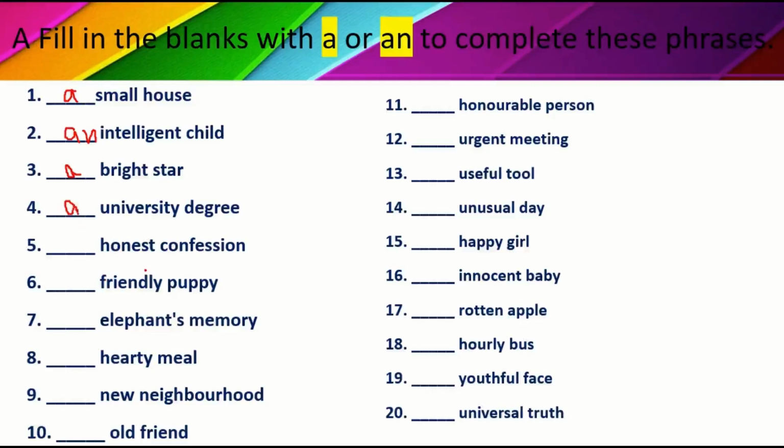Honest confession. So let us see the first sound of honest. The H is silent. The first sound is O. So it is a vowel sound. We have to use an.